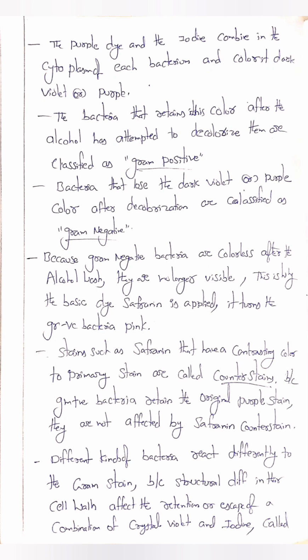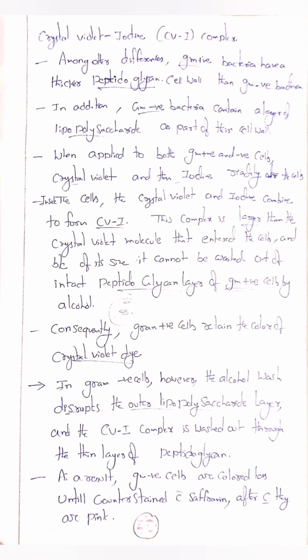So different kinds of bacteria react differently to the Gram stain because structural differences in their cell walls affect the retention or escape of a combination of crystal violet and iodine, called the crystal violet iodine complex. Among other differences, Gram positive bacteria have a thicker peptidoglycan cell wall than Gram negative bacteria. In addition, Gram negative bacteria contain a layer of lipopolysaccharide as a part of the cell wall.